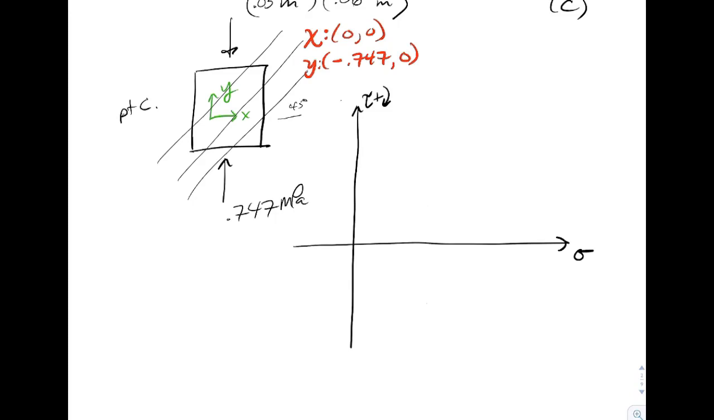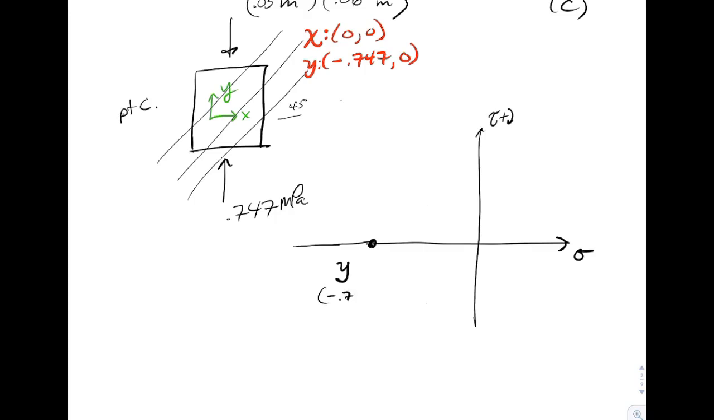So let's just go over here and let me just redraw this for just a second. Let me move this bias over. So there's tau. And let's go ahead and plot these 2 points. We've got a point about right there. That would be the Y point, which would be sitting at minus 0.747, 0. And the X point would be sitting right there at 0. So we can go ahead and draw Mohr's circle from it.